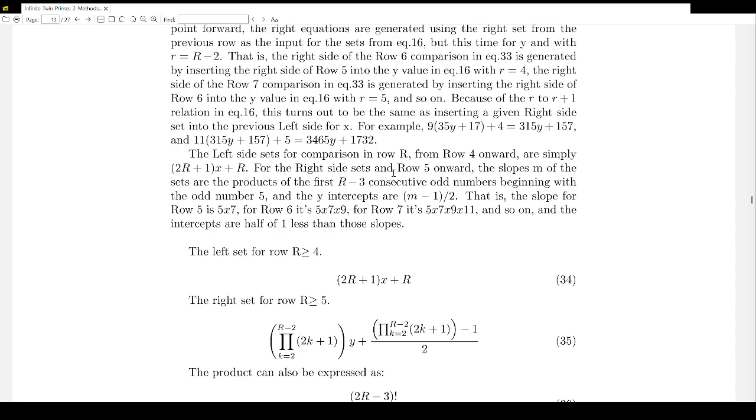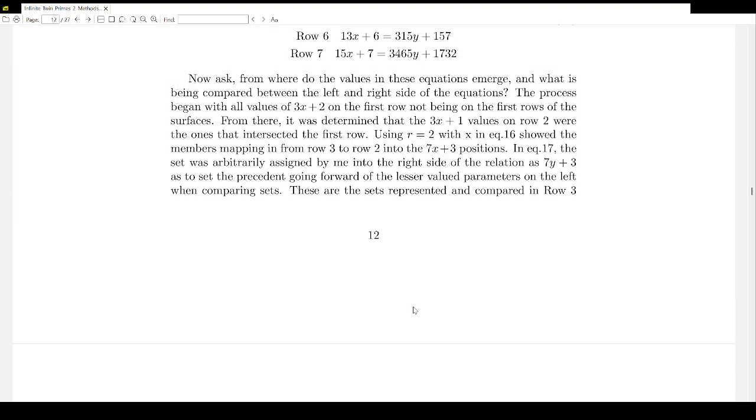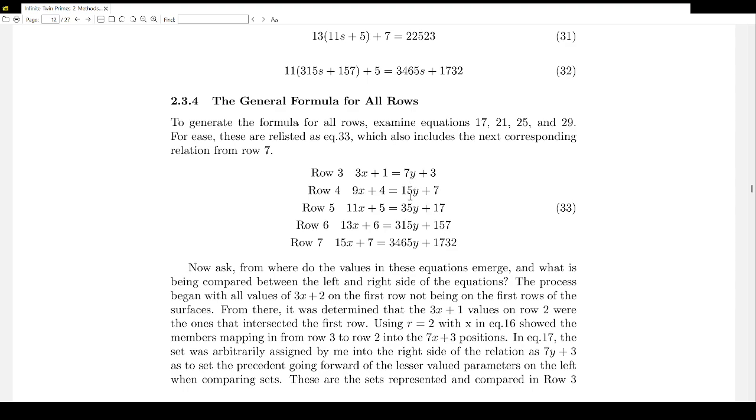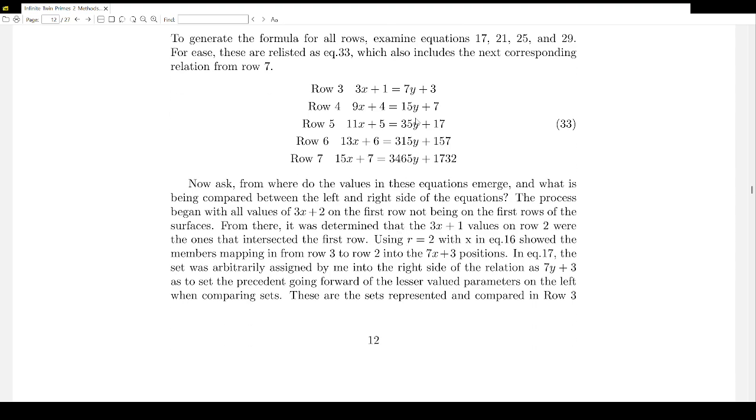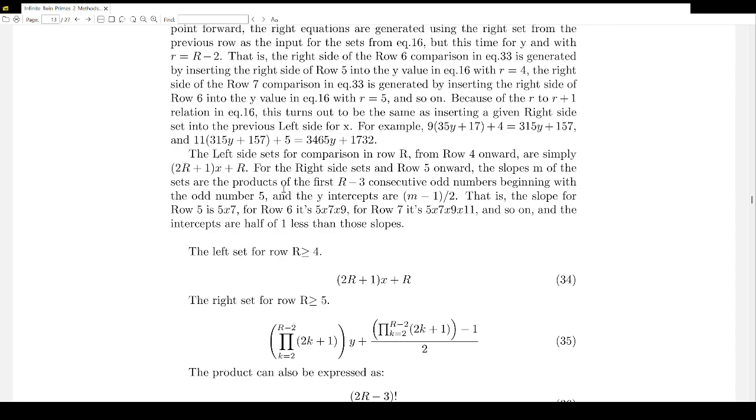Now for the right side sets and row 5 onward, the slopes m of the sets are the products of the first R minus 3 consecutive odd numbers beginning with the odd number 5. So now what am I talking about here? And I'm going to talk about the y-intercepts in a second, obviously here too. So when you look at what's going on here, you can notice that there is indeed a pattern to these numbers from row 5 on: 35, 315, 3465, and so on. The slopes here for this right side. And what are those slopes? Like I just said here, it's the products of the first R minus 3 odd numbers beginning with 5.